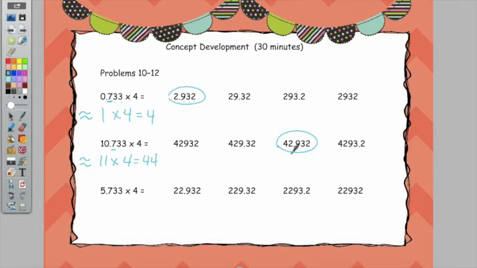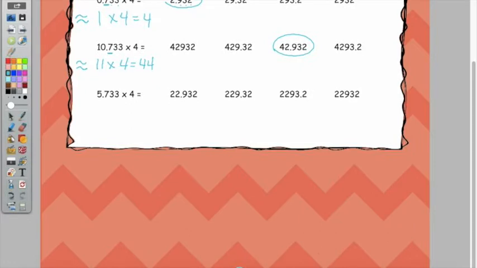Okay, look at the next one, okay? This number is a little more than 5. So 5 times 4 is what? 20. Okay, so let's round it to the nearest whole number. I noticed they're all 7s in the tenths place. Did you notice that? Yeah. So for me, 7 is above or below the midpoint? Above. So my 5 becomes a 6. So 6 times 4.